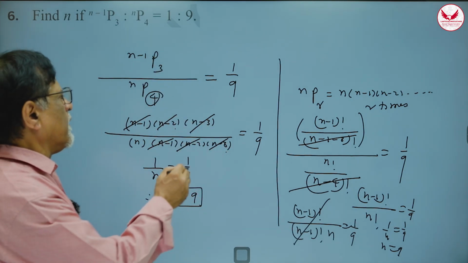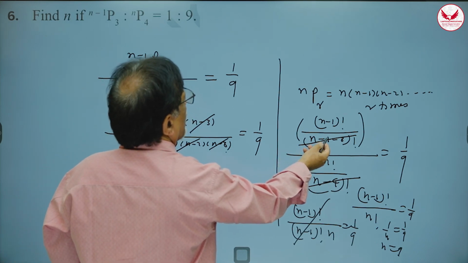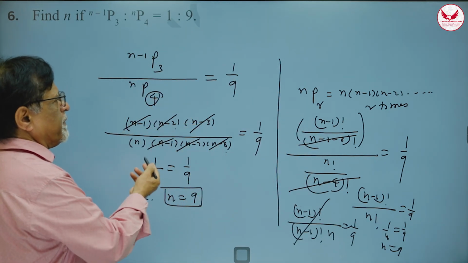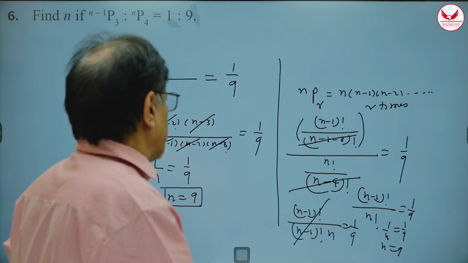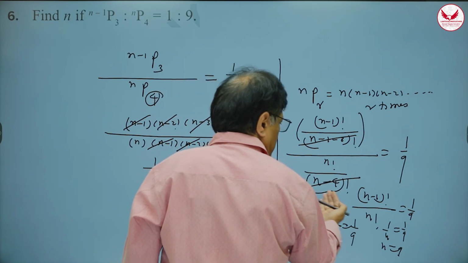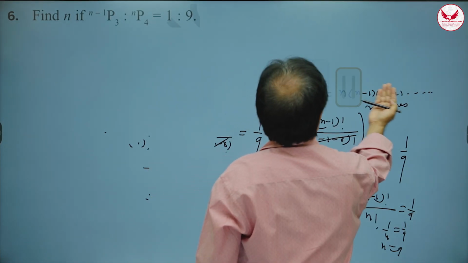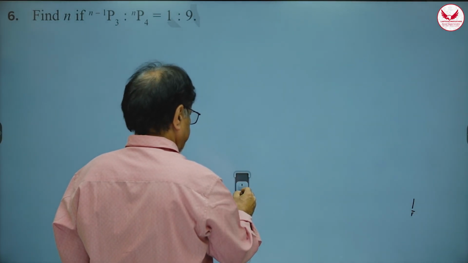So I want you to understand nPr can be written by using the formula like this, or it can be written in this manner. This manner is sometimes beneficial, sometimes that formula is beneficial. It depends on the kind of problem that we are solving. Okay, so you can solve this problem in this manner. Okay, fine. Now let us go to the next problem.